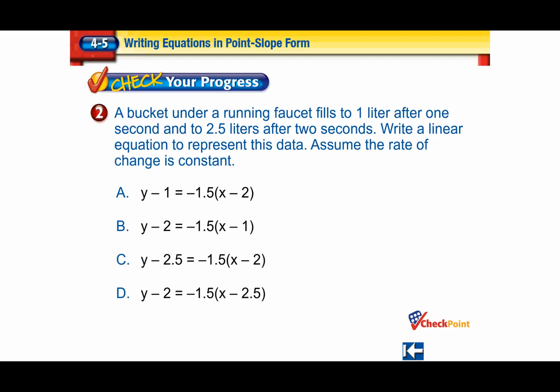All right, a bucket of water running under a faucet fills 1 liter after 1 second, and then 2 liters after 2 seconds. Write a linear equation that represents the data. Assume the rate of change is constant. Okay, so this is actually a two-point question. So we have 1 liter after 1 second, and after 2 seconds, it'll be 2.5. So we put those into our equation.